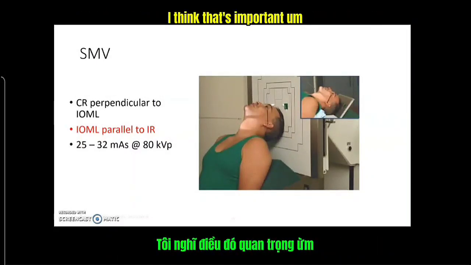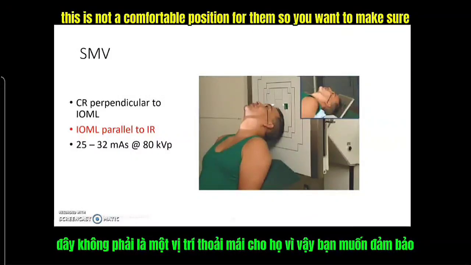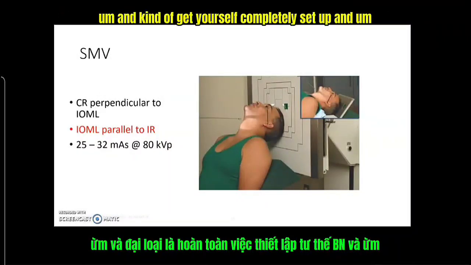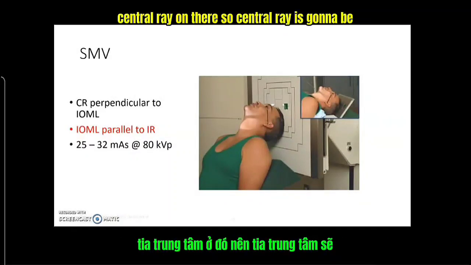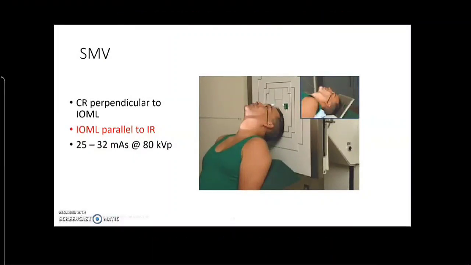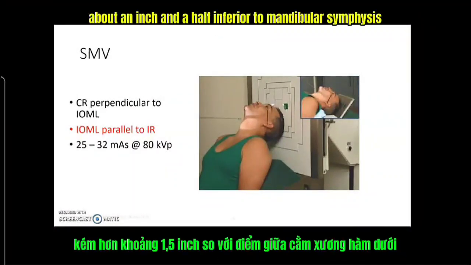I think that's important. And then just trying to do this quickly, right? This is not a comfortable position for them. So you want to make sure and get yourself completely set up and do this fairly quickly, right? And then, I think I forgot to write your central ray on there. So central ray is going to be, sorry, I lost my train of thought. Central ray, midway between zygomatic arches, about 1.5 inches inferior to mandibular symphysis.